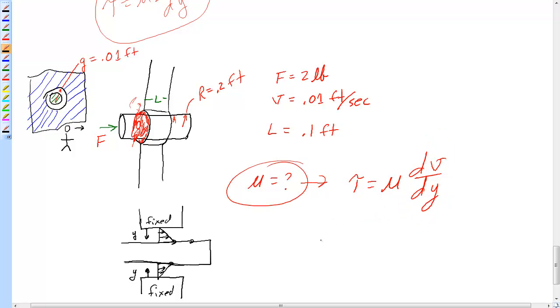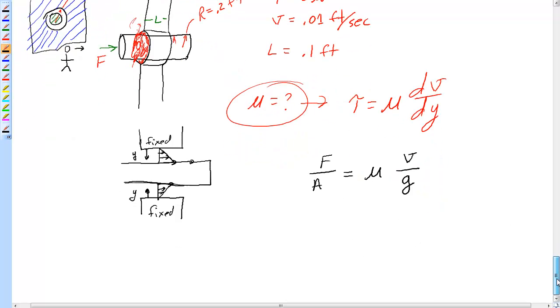What is the shearing stress? It's the force per unit area. And since it's a linear profile, I have the velocity over the gap. Move on down and let's start addressing. What is the force on here? Well, somebody told me the force. It's 2 pounds. What's the area? The area is the wetted perimeter.